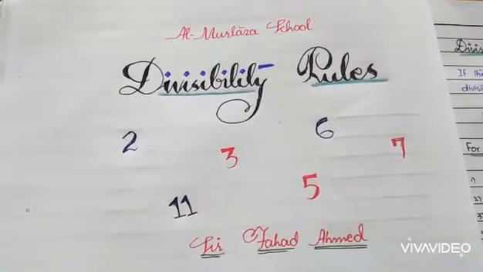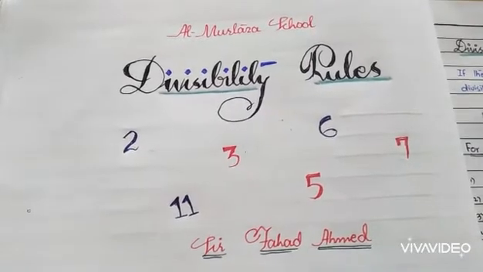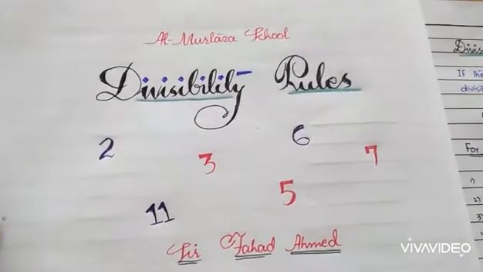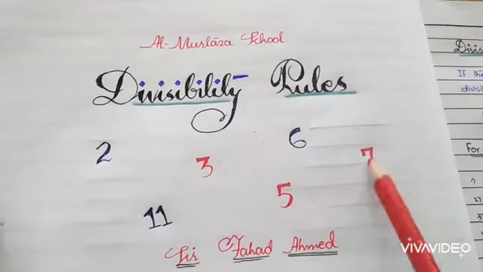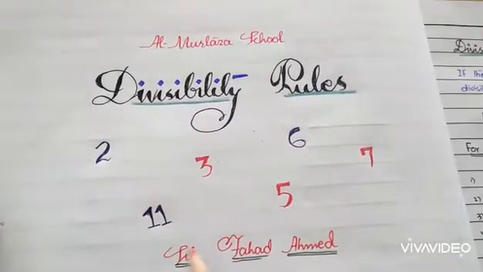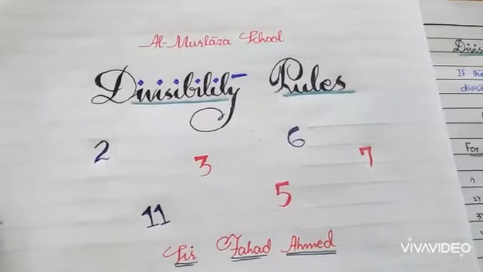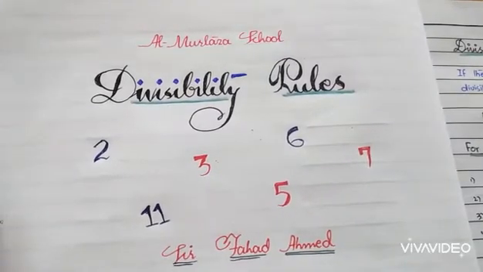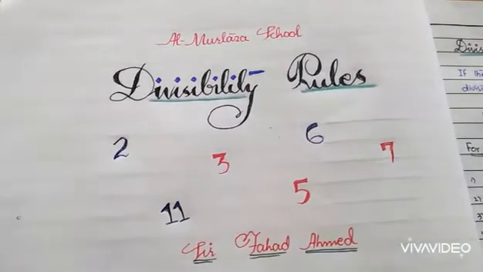Basically, divisibility rules are magical tricks, and by using these tricks you can easily identify whether your number is divisible by one of these numbers or not in just 30 seconds without actual division. So let's start the topic.